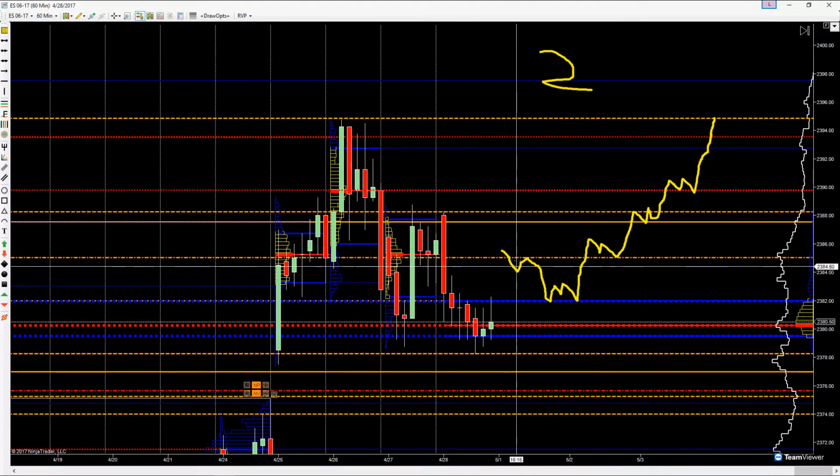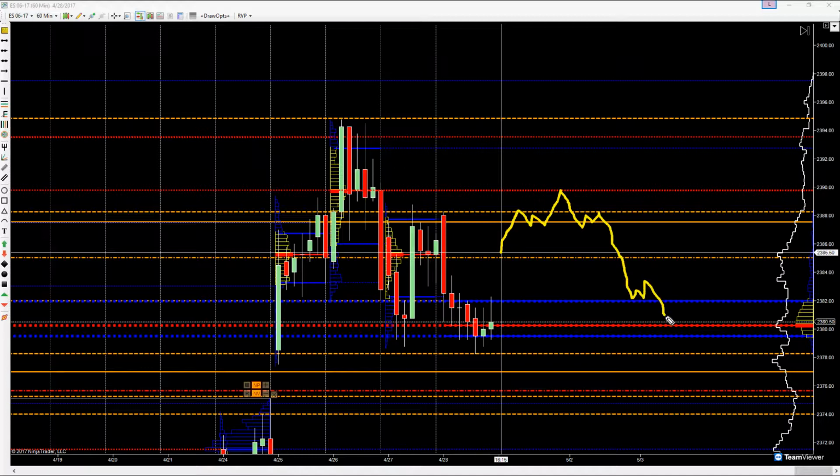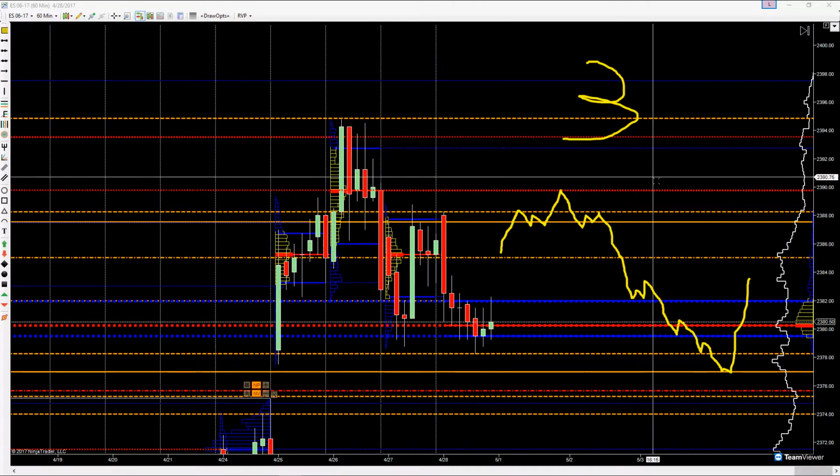Hypo 3 is going to be more of a range bound situation, and that's going to be where we come up, test Friday's high, maybe this VPOC, turn, ultimately push down, get back towards value area high, VPOC, value area low, maybe even Friday's low, overnight low, turn, and kind of stay within that 2390, 2377 range. That's going to be hypo 3.